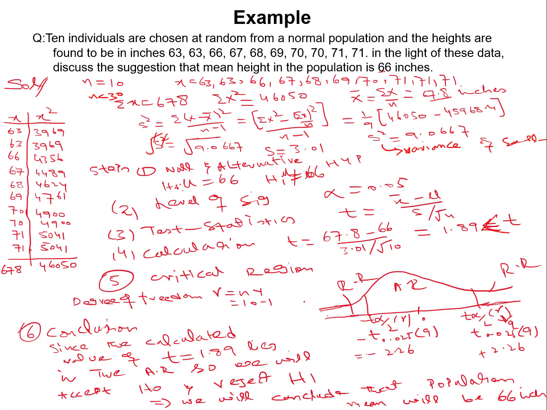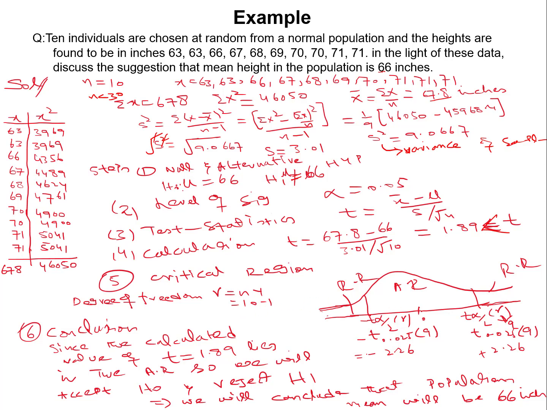Now we need to draw the critical region. In the critical region, we need to construct a two-tailed test. Why two-tailed test? I will discuss, because we are not sure whether the mean height will be 66, less than 66 or greater than 66. So we now need to calculate the boundary of the critical region. This will be the rejected region, this will be the accepted region.